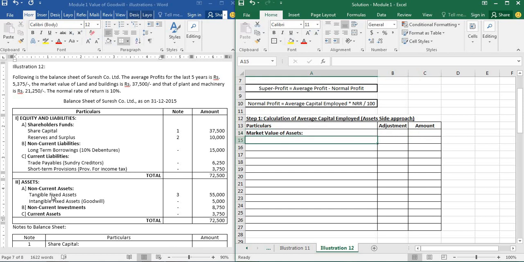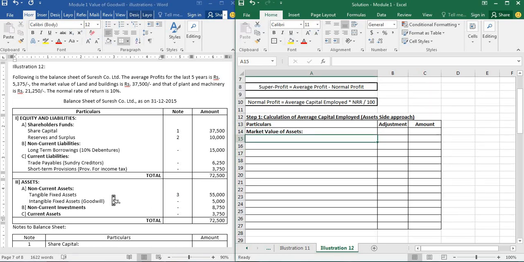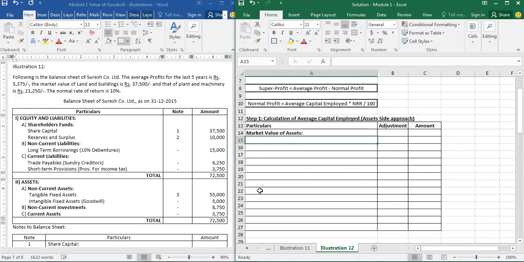Let us start with the asset side. We have tangible fixed assets first. Guys, what do we have to do? Which values do we have to take? Do we have to take the balance sheet values, or do we have to take the market values? We will have to first focus on market values. If market values are not given, only then we are supposed to look at book values.